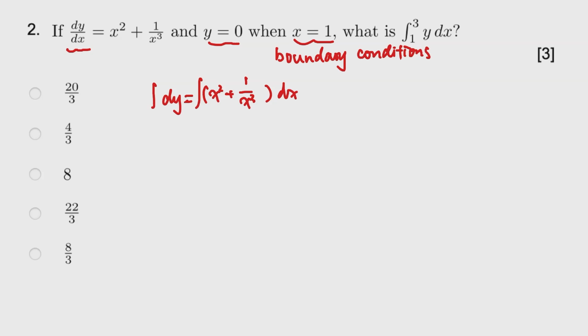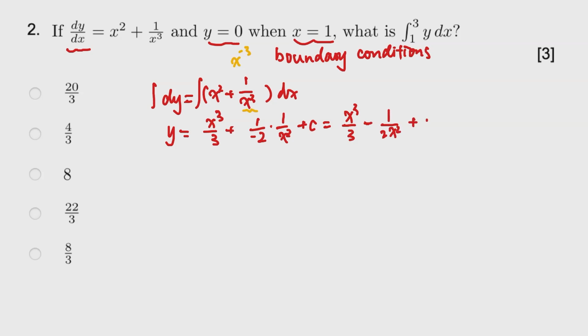We are integrating a polynomial, so we can use the reverse of the power rule. X squared can be integrated to x cubed over 3. And then 1 over x cubed can be written as x to the power of minus 3. So it will be integrated to 1 over minus 2, which is the coefficient, times x to the power of minus 2, which is just 1 over x squared. Of course, we need to add a constant c at the end, and then we can determine it by putting the boundary conditions in. So now, we have x cubed over 3 minus 1 over x squared plus c.